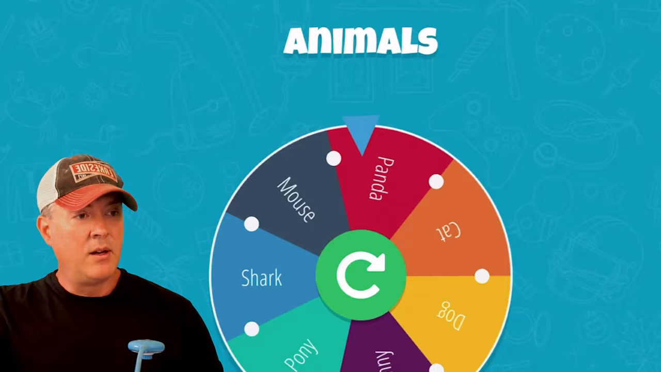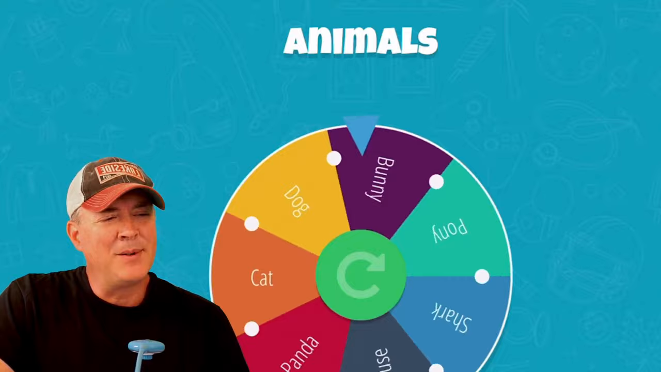Okay, let's spin this wheel, see what it's gonna be. I think I'm hoping for either pony or shark? Either one would be good. Oh, it could be shark. Oh, yeah. Shark jump scare.